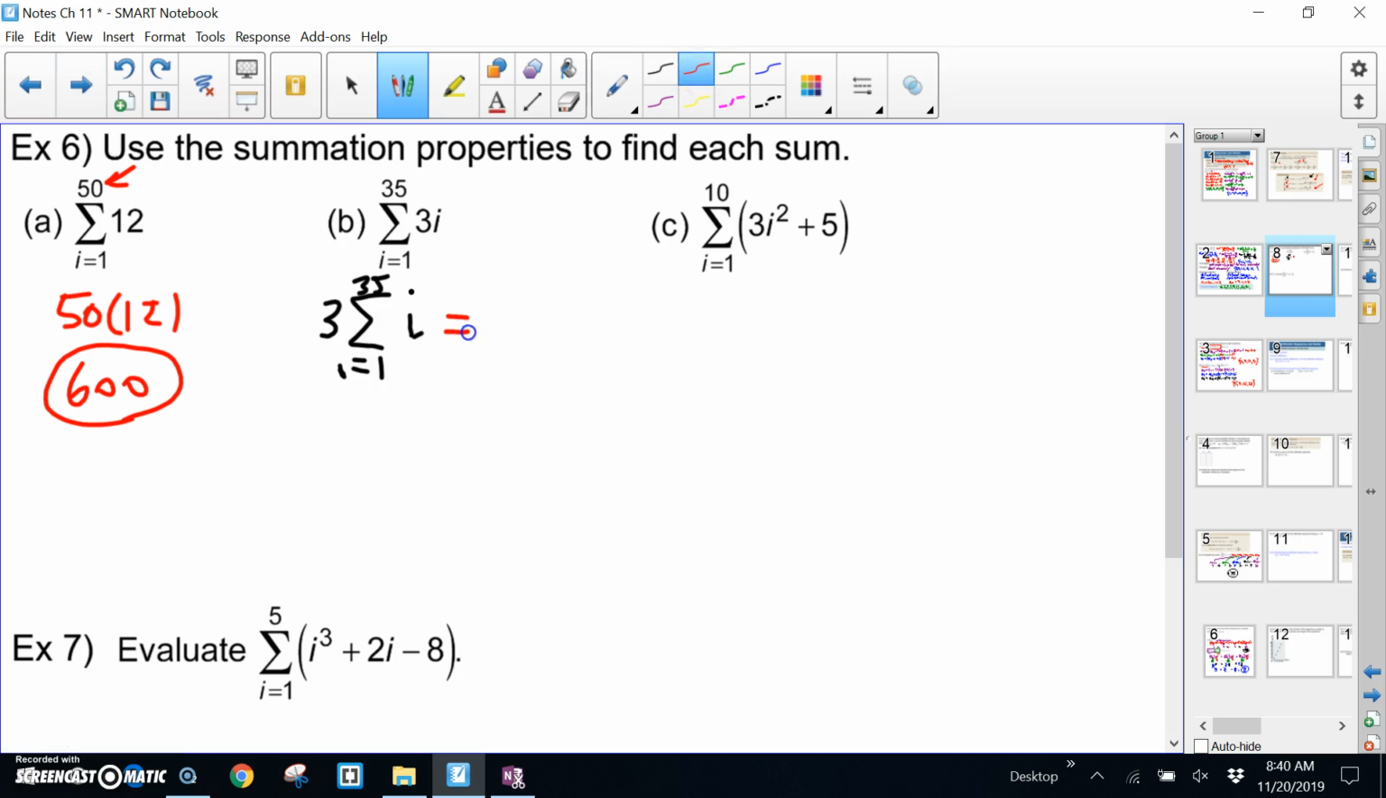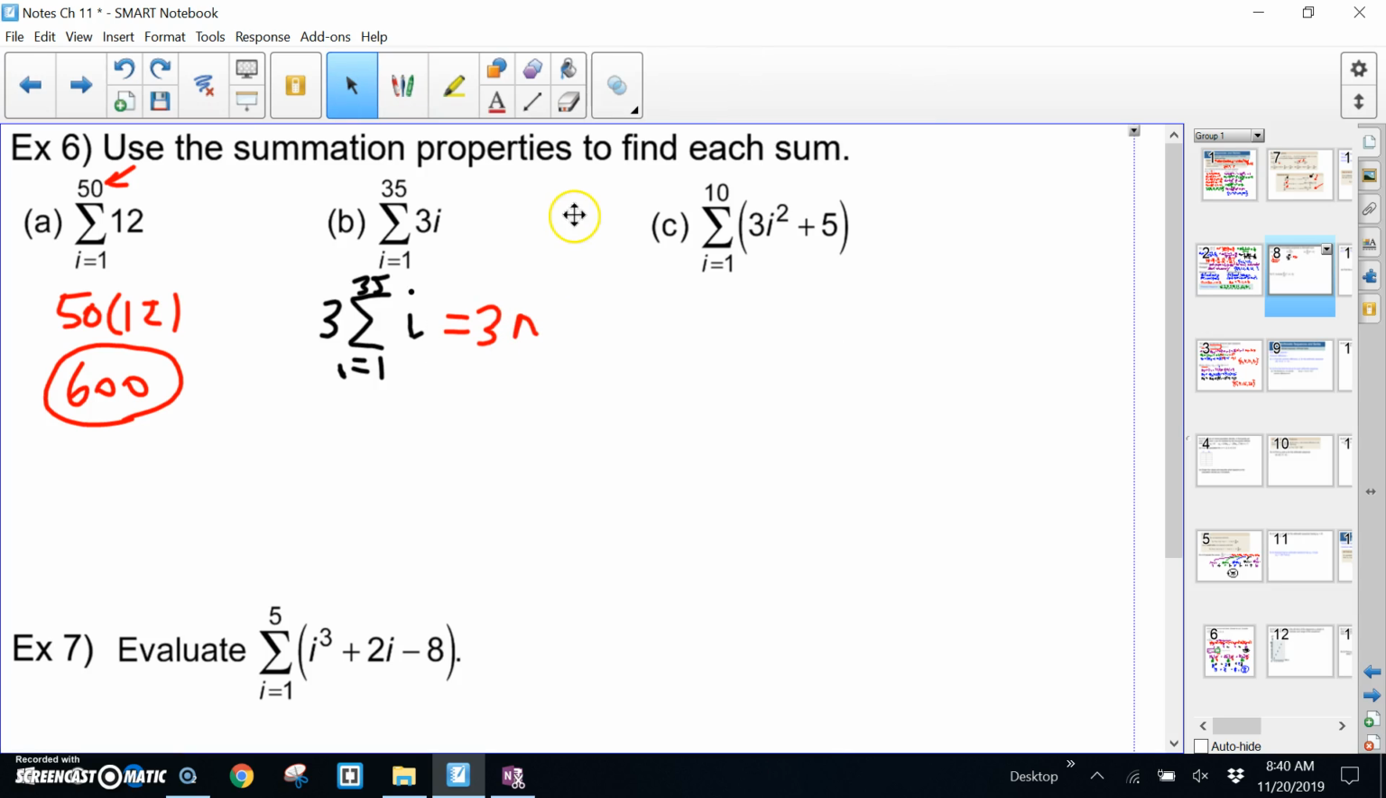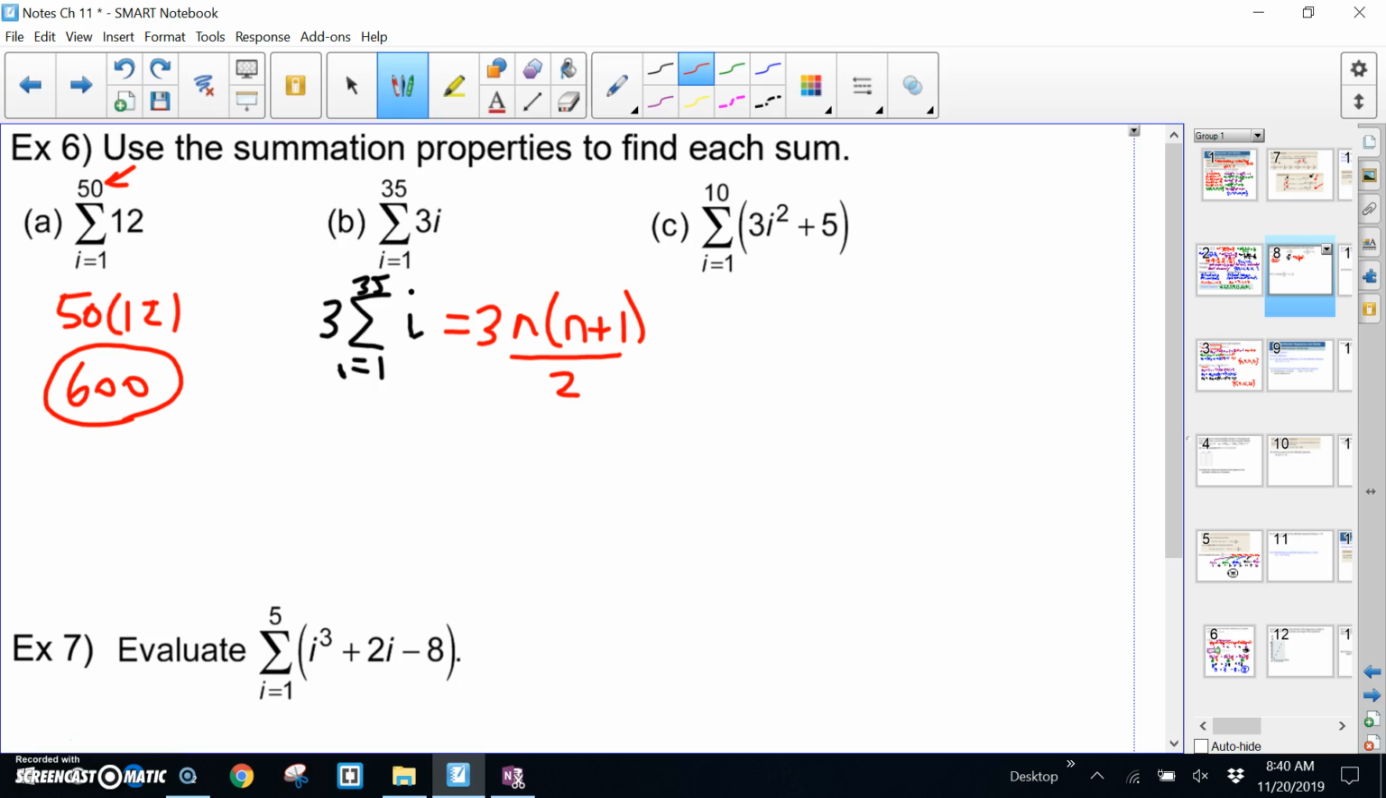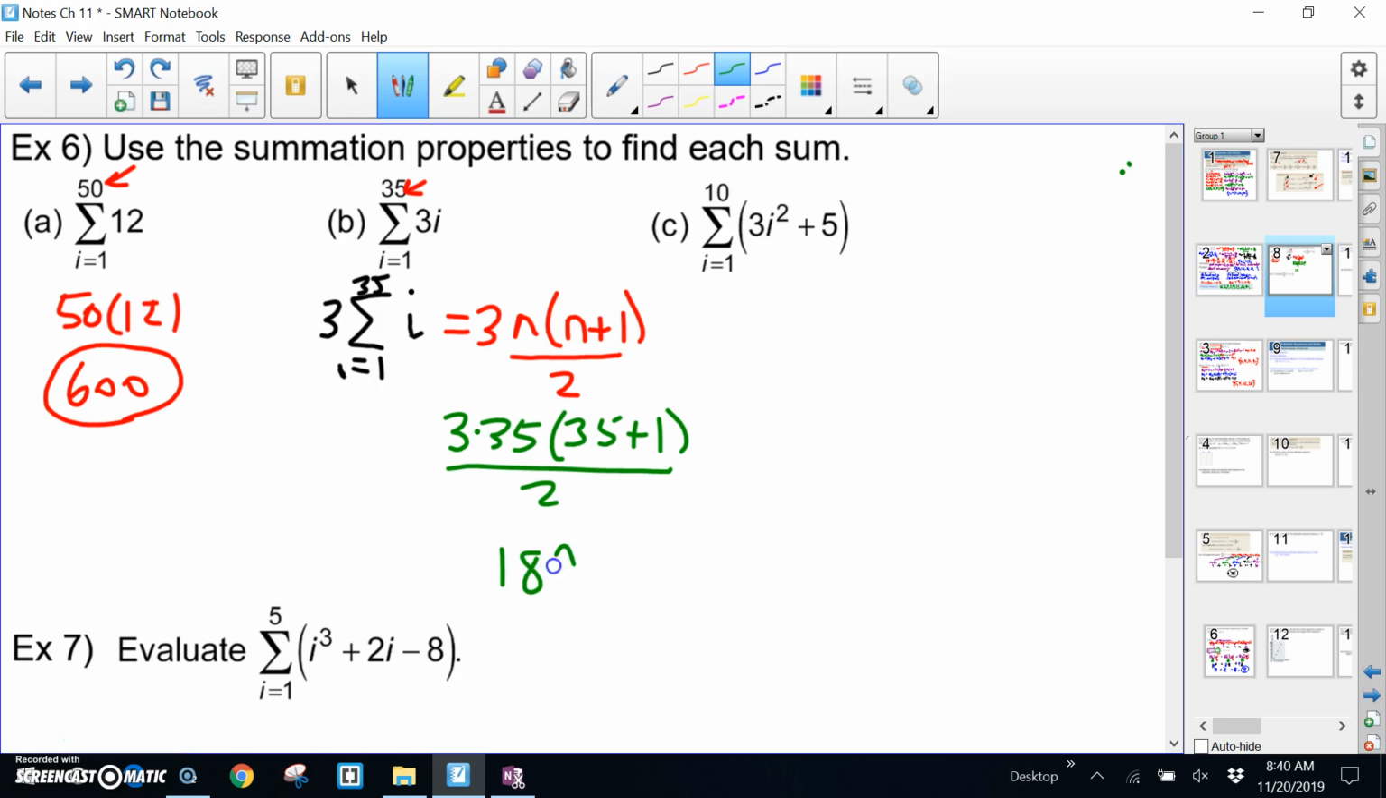So I'm going to have the 3 in the front, but then I'm going to have my shortcut, n times n plus 1 over 2. Now n is just this number on the top here. That's n. So we are looking at 3 times 35 times 35 plus 1 over 2. Get your calculator out and plug that in. 3 times 35 times 36 over 2 is 1890. That's the sum. Okay, so then the next one.